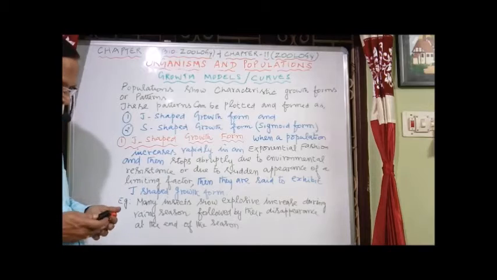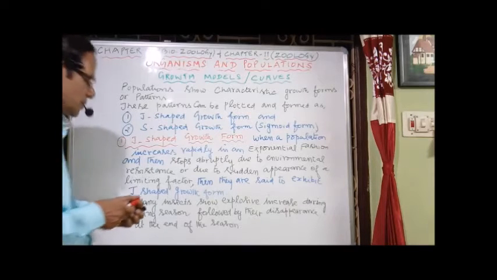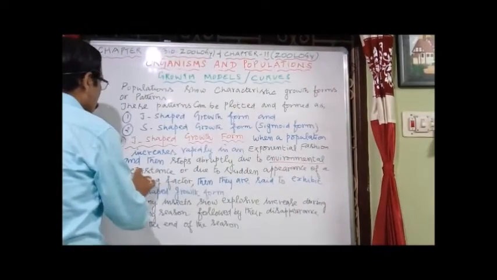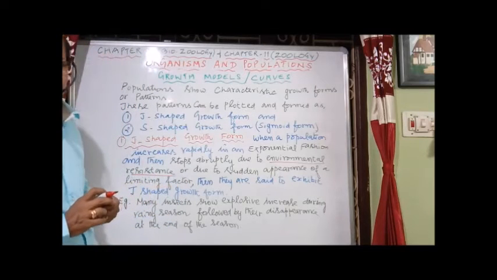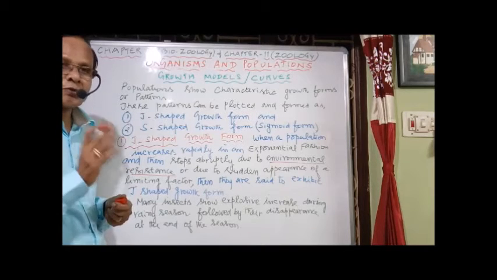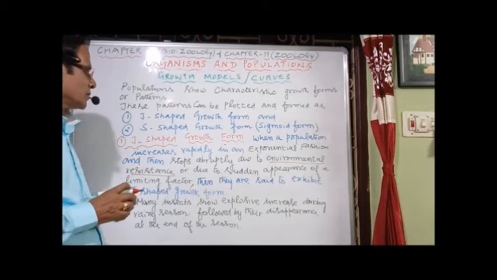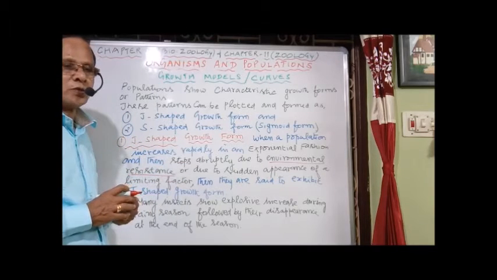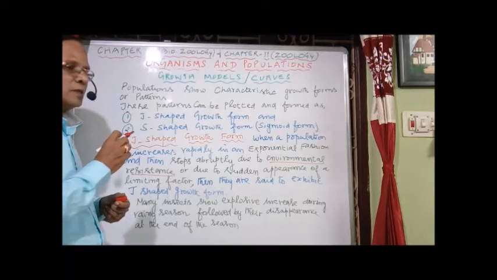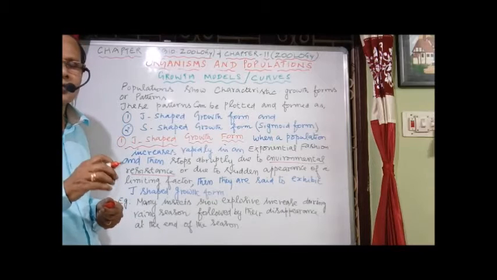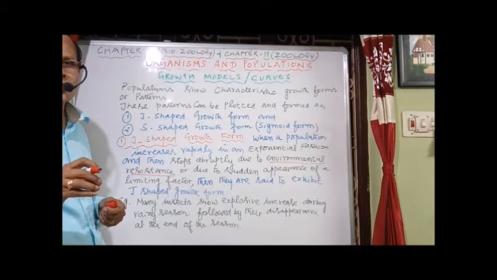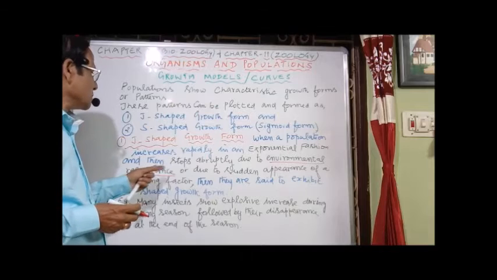What is the reason for that? One of the reasons is environmental resistance. What do you mean by environmental resistance? The different environmental factors, both biotic and abiotic, act together to prevent the reproductive ability of the individuals, what is called the biotic potential of the organism. That is called environmental resistance: the sum total of all the factors, including biotic and abiotic factors, which act together and prevent the biotic potential of an organism.